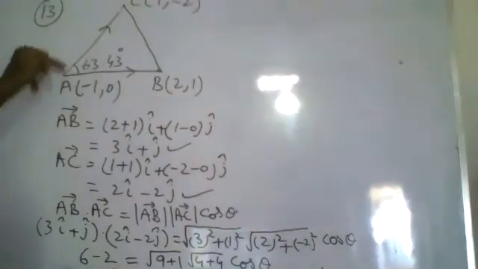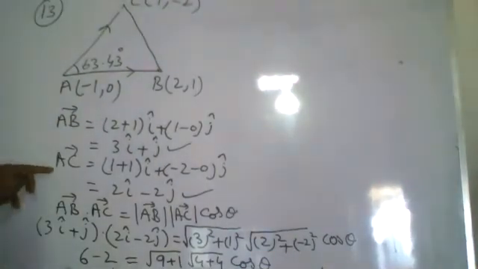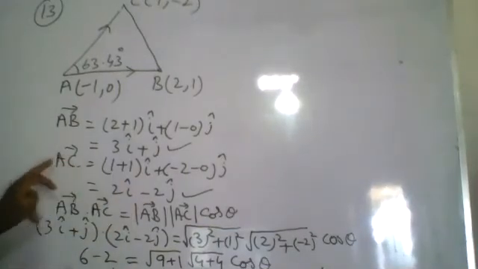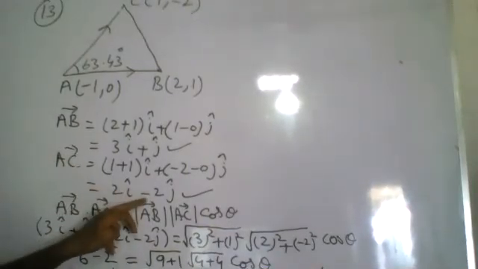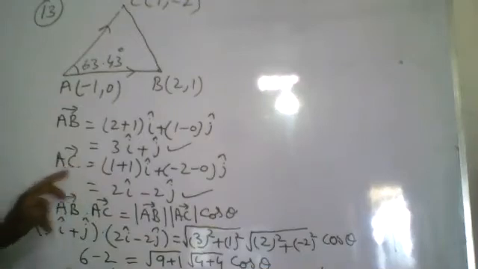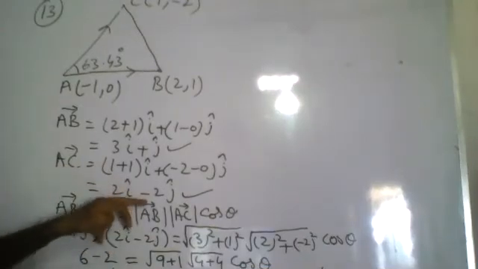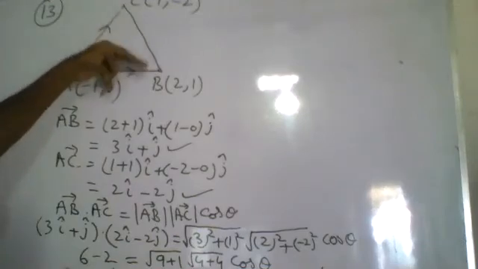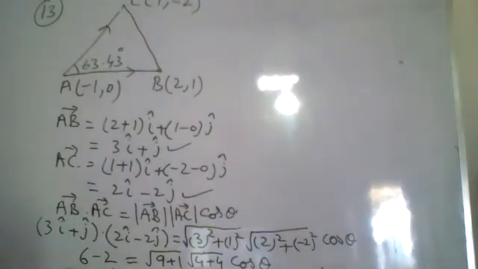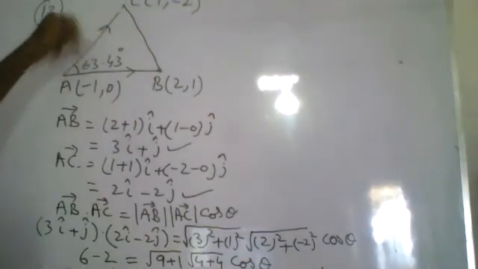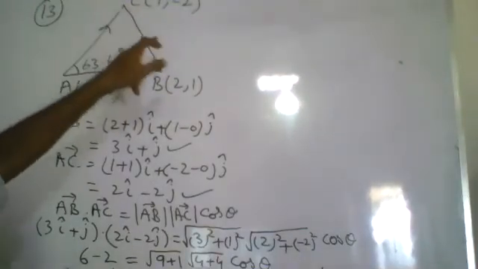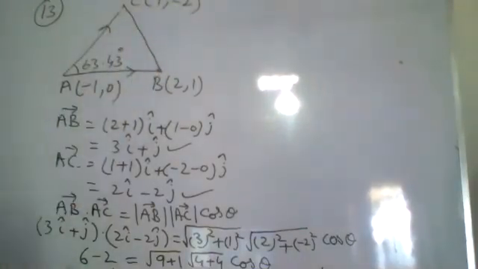Vector CA is the inverse of vector AC. AC is 2i minus 2j. CA will become minus 2i plus 2j. And your BC you already found over there. So CB will be inverse of BC. Then you take the dot product CA dot CB equal to CA magnitude into CB magnitude into cos of theta. Taking cos inverse, you will find theta.